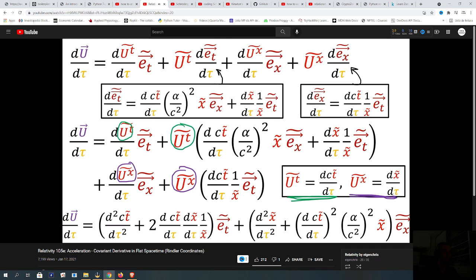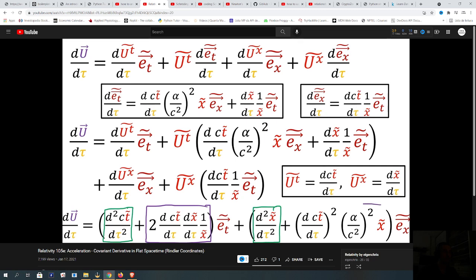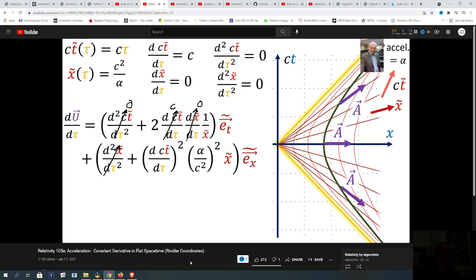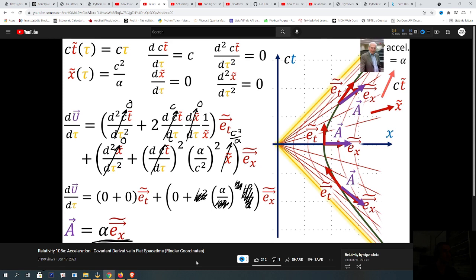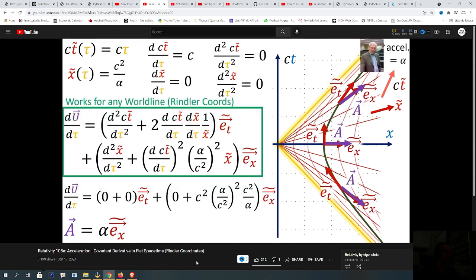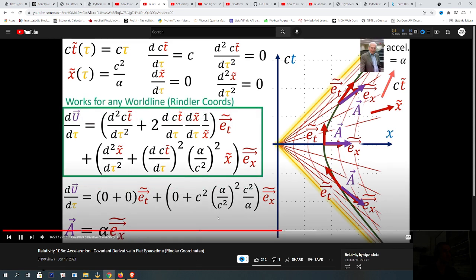As you can see, the formula is pretty complicated. We get the ordinary second derivatives of the components that we expect, but we also get extra terms because of the derivatives of the basis vectors. Again, we can do a sanity check and test this formula on our standard hyperbolic world line, where ct tilde equals c tau and x tilde equals the constant c squared over alpha. We get the expected result of a constant proper acceleration alpha in the positive ex tilde direction. But again, this general formula for the forward acceleration works for any world line that we can invent, as long as it is parameterized in the Rindler coordinates.